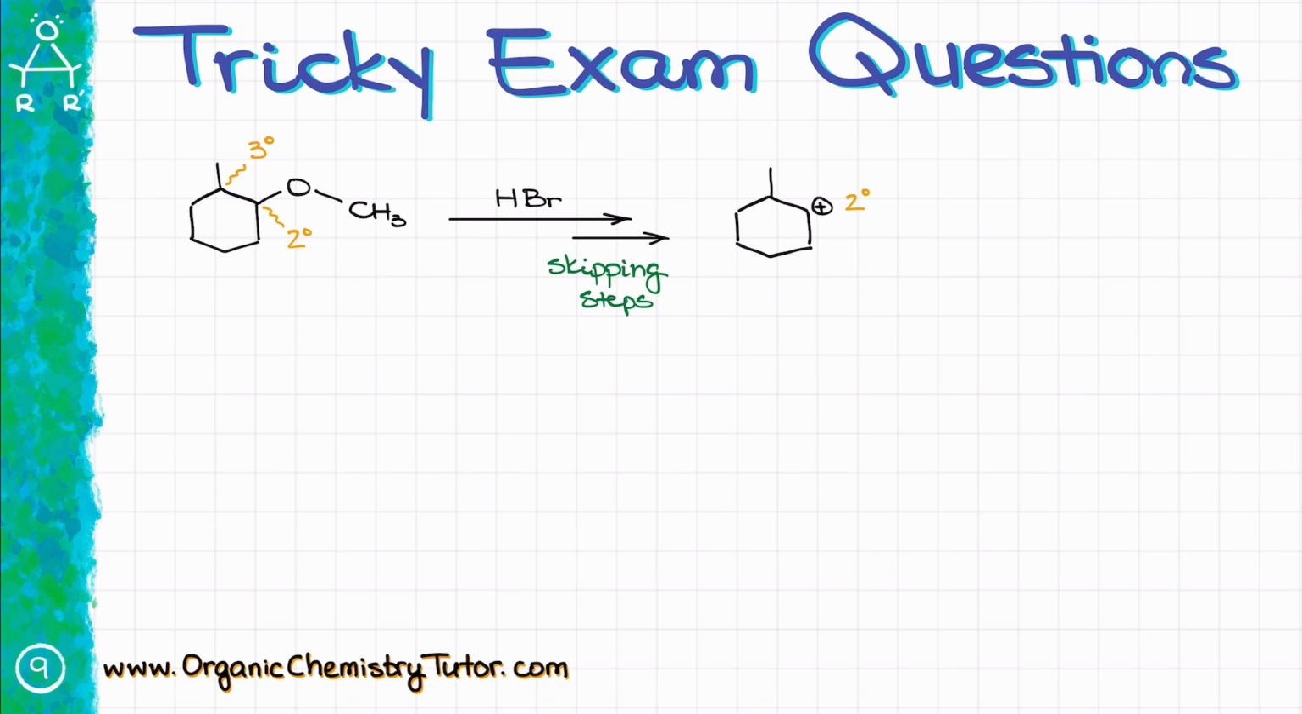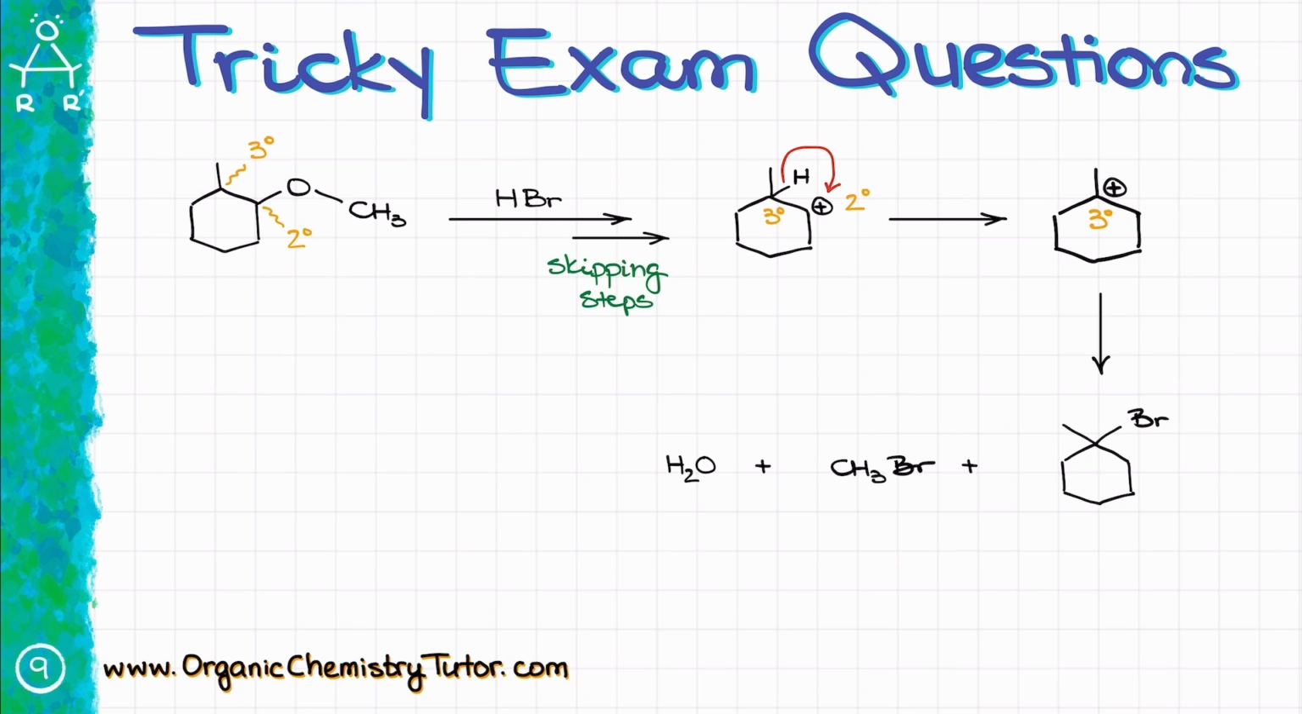And since the secondary carbocation is right next to a tertiary position, I would immediately see the carbocation rearrangement, giving me a more stable carbocation. Remember, if a carbocation can rearrange to give you a more stable carbocation, it absolutely will. So here we'll end up with the final product with the halogen on a completely different atom from where our oxygen used to be.